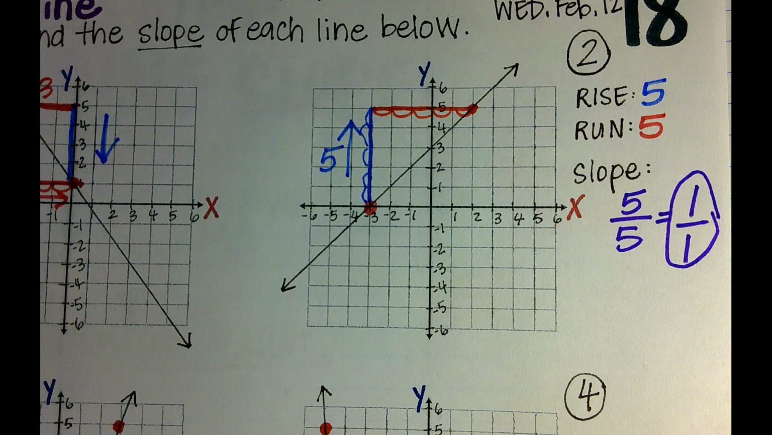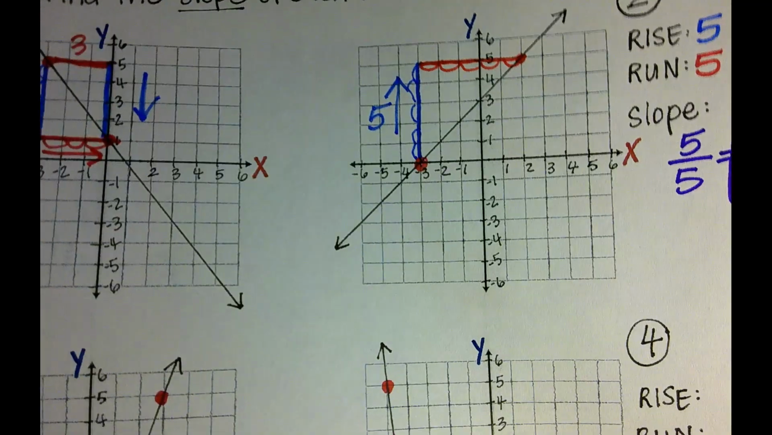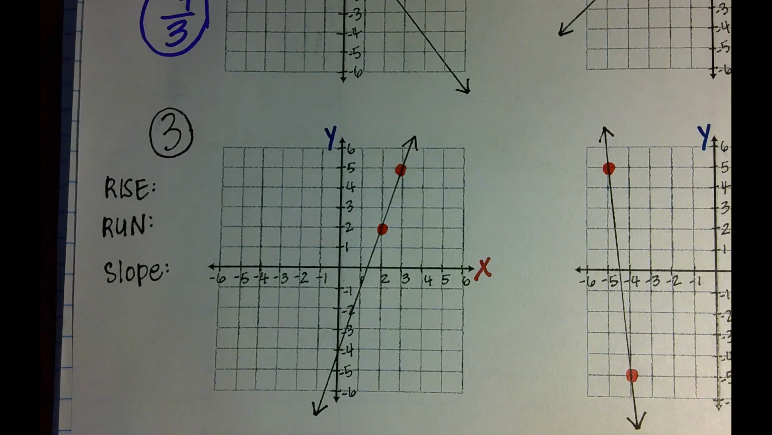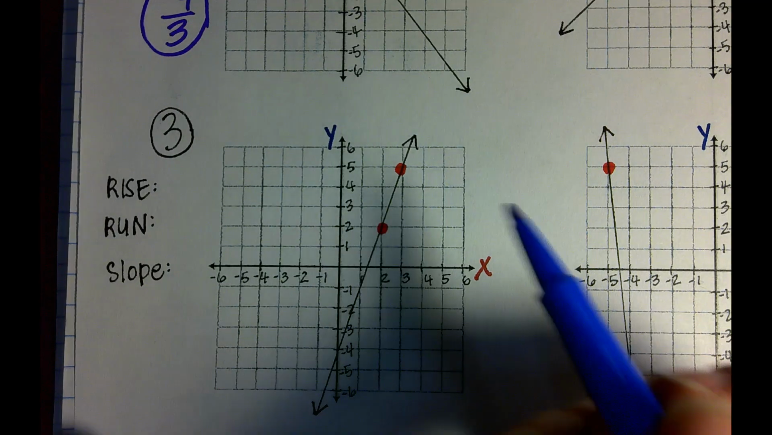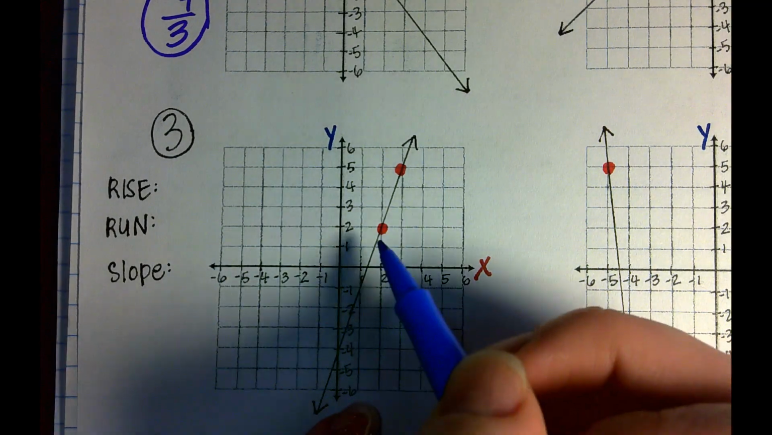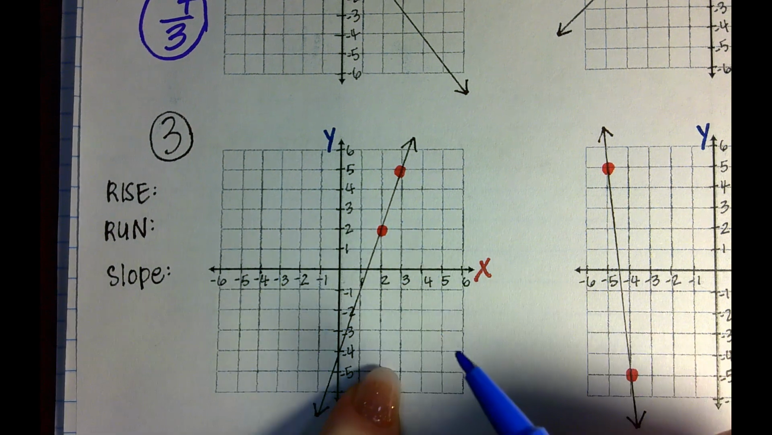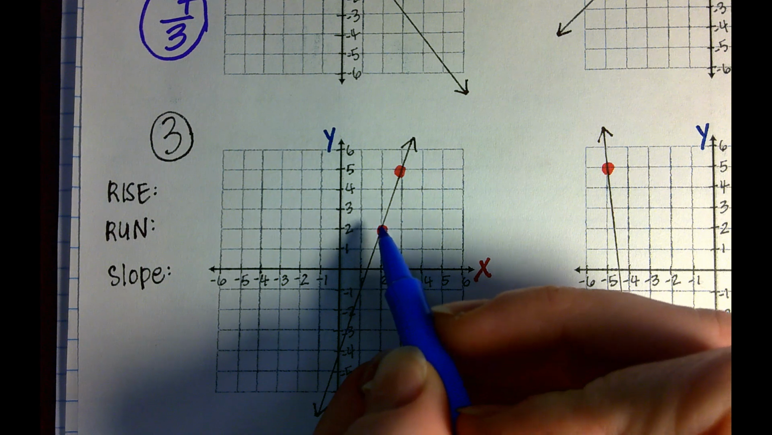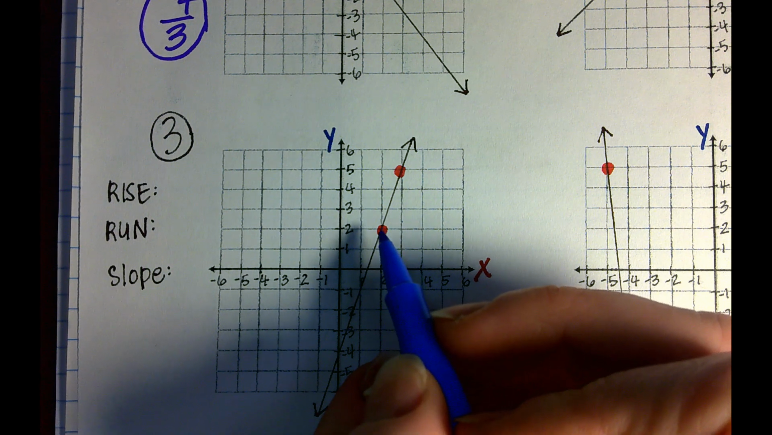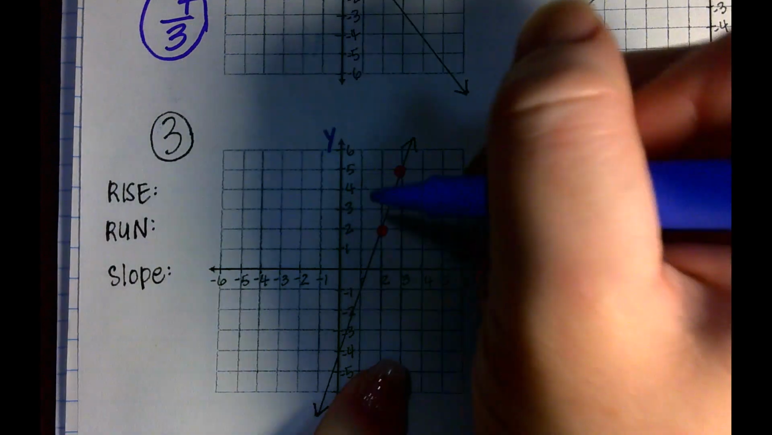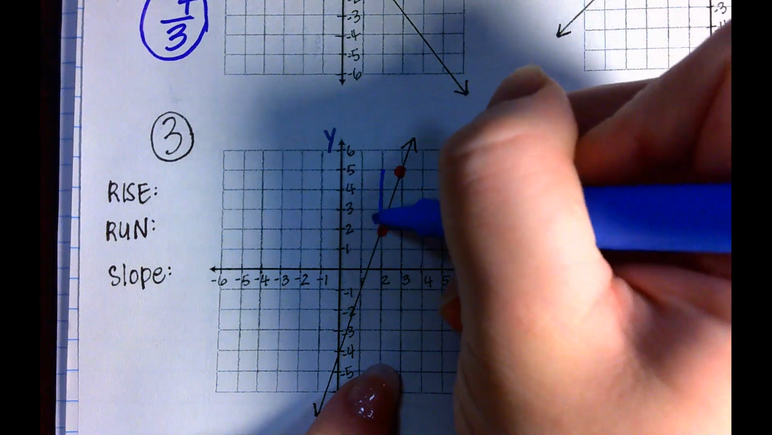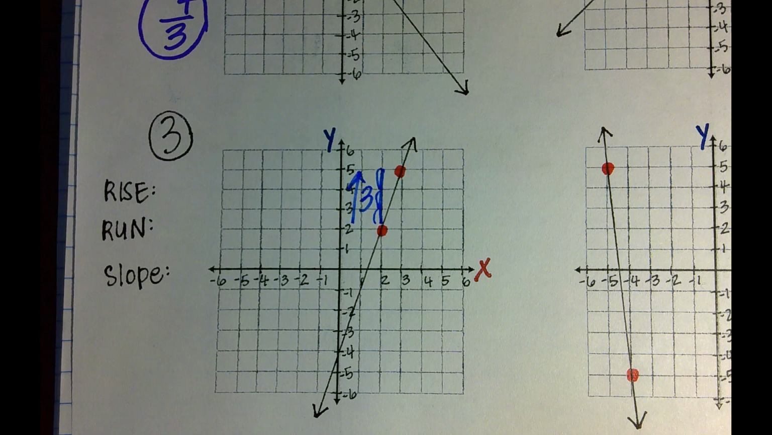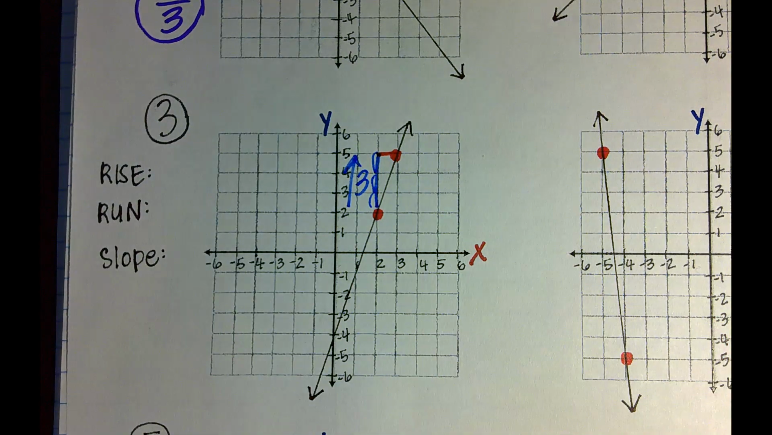We got that one. Can we try number 3? Okay, let's look at number 3. Which point should I start from? My first one, on the 2. It lines up with 2 on the X and on the Y, actually. So from this first point, do I go up or down? I'm going to go up. 1, 2, 3. Over 1. Good. Up 3 over 1. So it's 3 over 1.